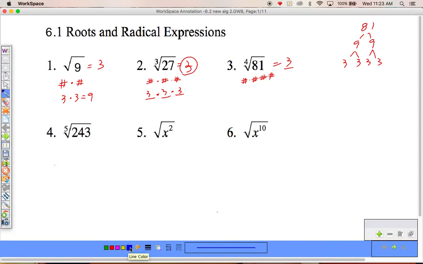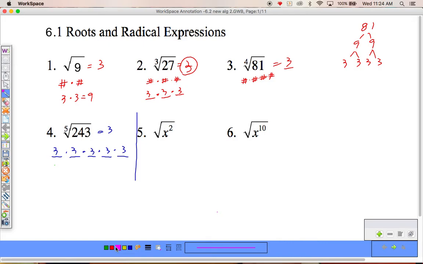All right, fifth root. What times itself will give me 243? And if you look at the pattern, that's also 3. So with the fifth root, you're looking for the same number multiplied by itself a total of 5 times. All right, let's move to variables.